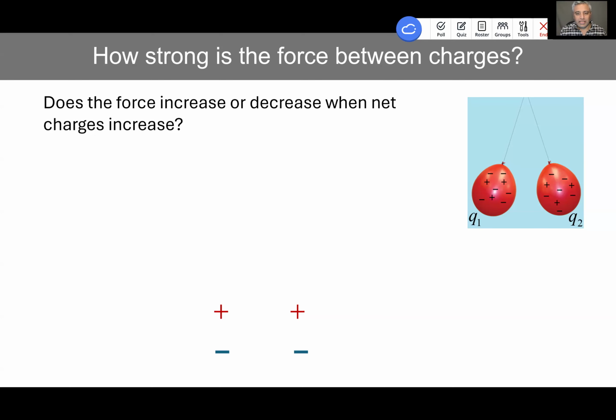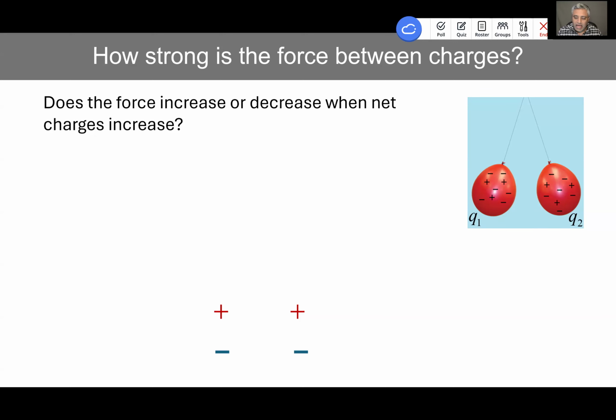So now the question is, if they are pushing each other away or attracting each other, then by how much? Obvious question, right? How strong is the force? That's what we're going to be talking about today mostly. We will write the equation and we'll actually solve problems related to that. We'll calculate forces, okay?